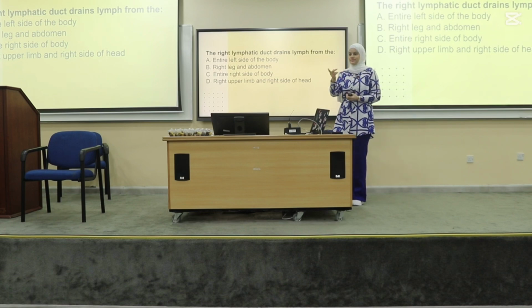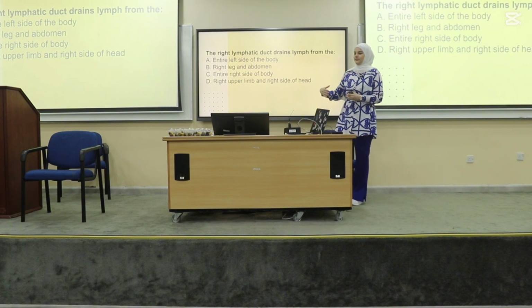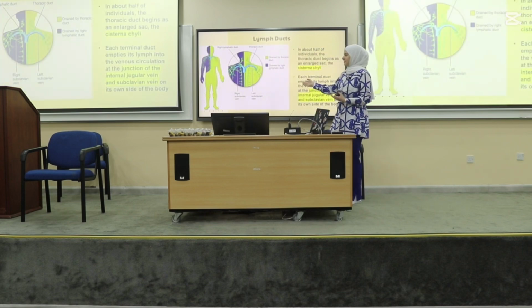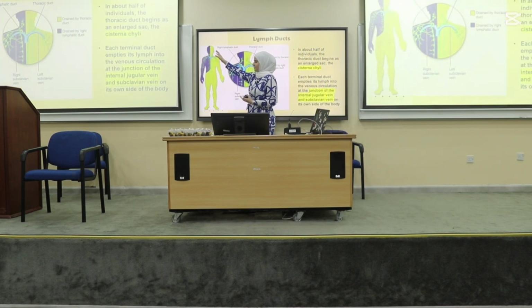Said D, B, D. Yes, D. Only the right upper limb, right thorax, and the head. Only this part. The rest is all thoracic duct. And here, this is a picture that can clearly show it. This is all drained by the thoracic duct. The right lymphatic duct only takes a small part.